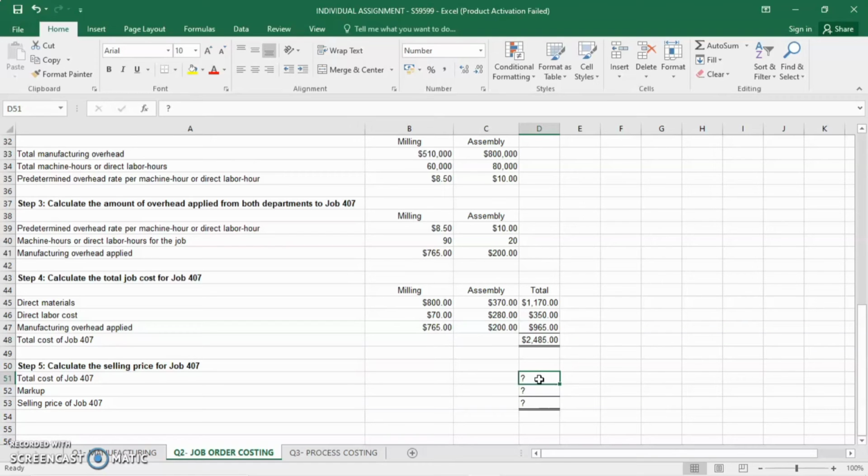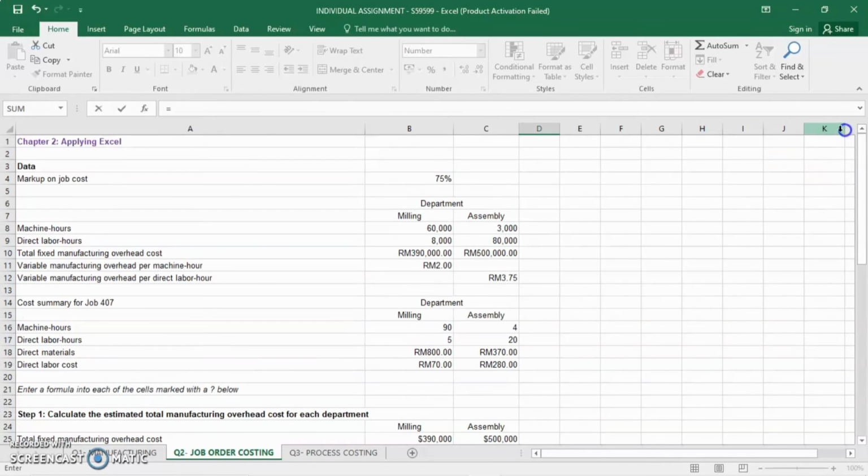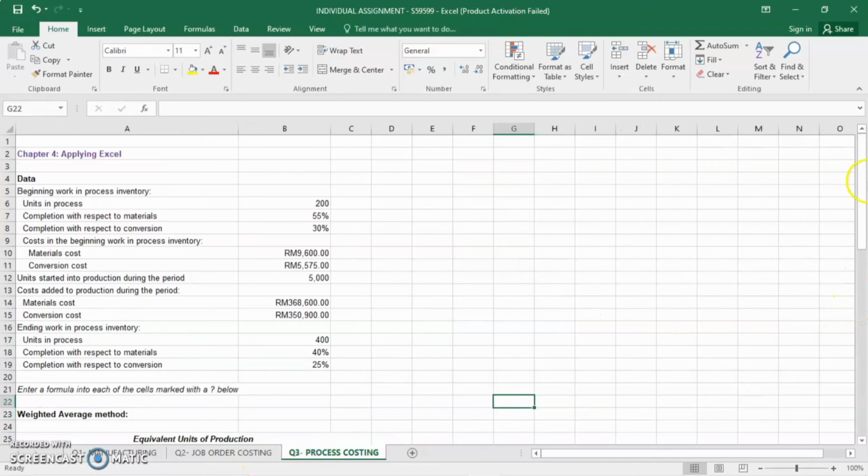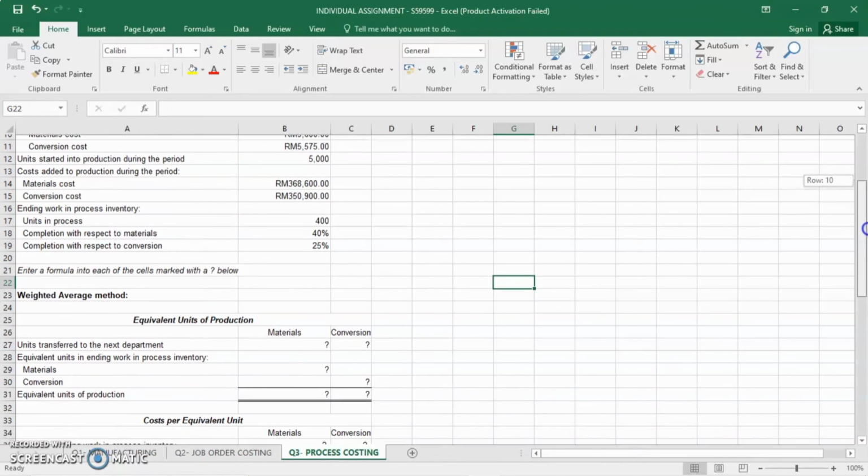And step 5, calculate the selling price for job 407. Total cost is this, and to find the markup price is 75% times total cost. And to find selling price, total cost plus markup and get 4,348.75 ringgit.